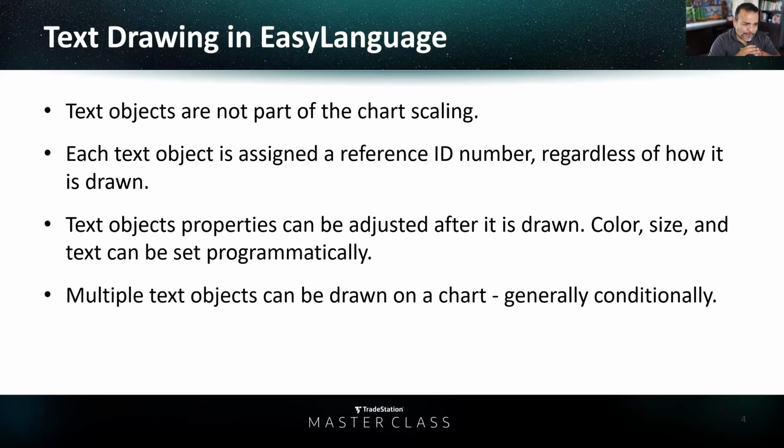Multiple text objects can be drawn on a chart, generally conditionally. We'll look at an example, and you'll see that sometimes you create an indicator that draws text, and for some reason, it just keeps on plotting the text every single bar. Sometimes that's a problem, but yes, you can have multiple text objects added to the chart at once.